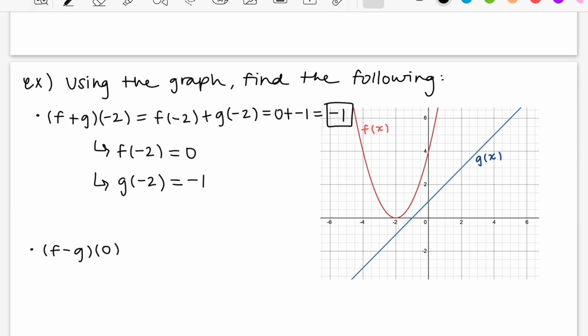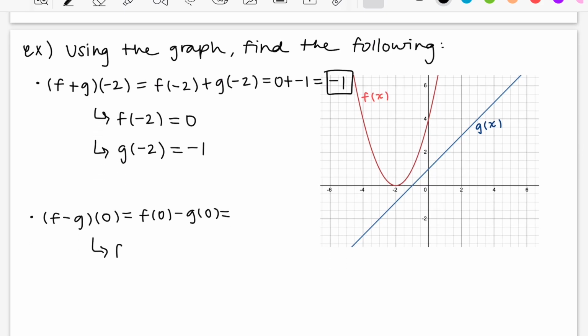We'll do the same thing for this one. We have f of 0 minus g of 0. So again, we'll find each one using our graph here. When we have x is 0, our f of x value is going to be 4. And then when we have g of 0, the value is going to be 1. Right, so then we get 4 minus 1, which is 3.